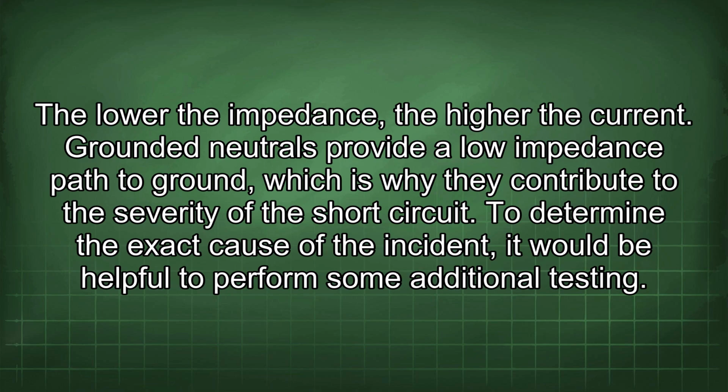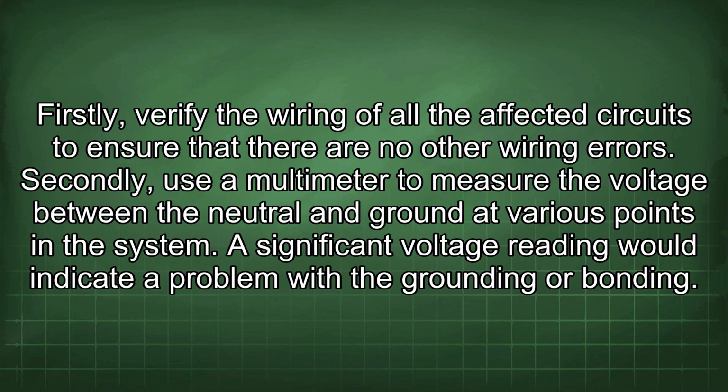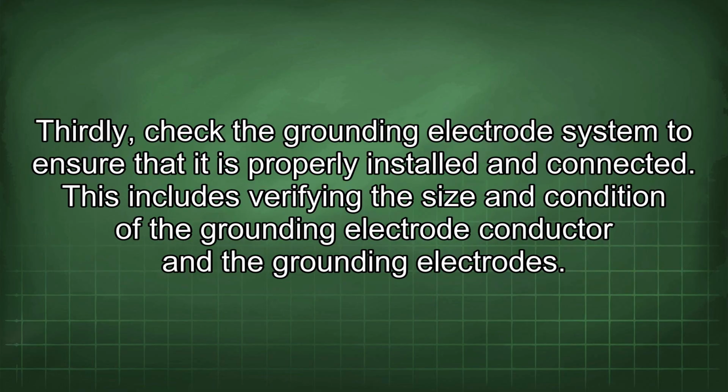To determine the exact cause of the incident, it would be helpful to perform some additional testing. Firstly, verify the wiring of all the affected circuits to ensure that there are no other wiring errors. Secondly, use a multimeter to measure the voltage between the neutral and ground at various points in the system. A significant voltage reading would indicate a problem with the grounding or bonding. Thirdly, check the grounding electrode system to ensure that it is properly installed and connected. This includes verifying the size and condition of the grounding electrode conductor and the grounding electrodes.